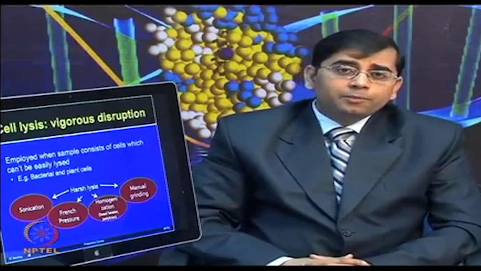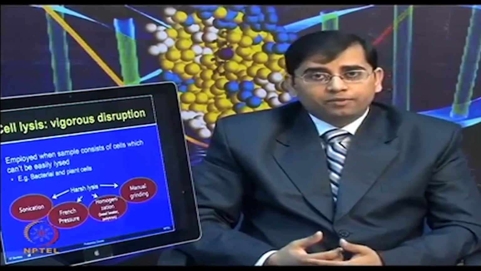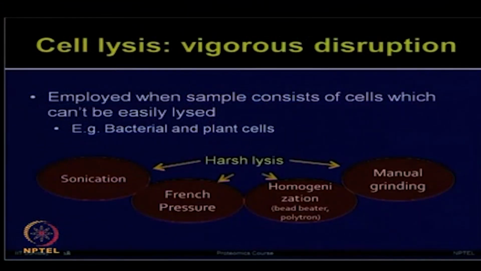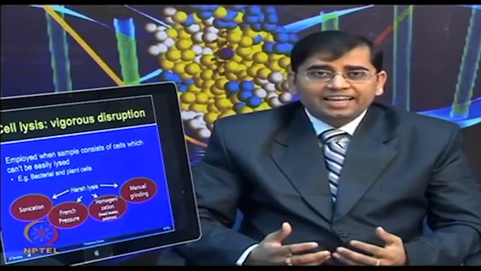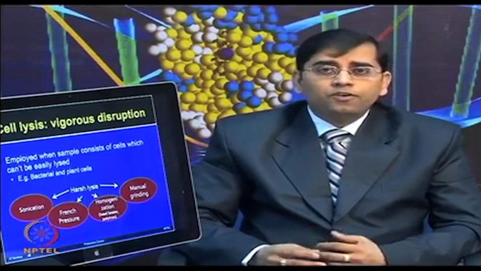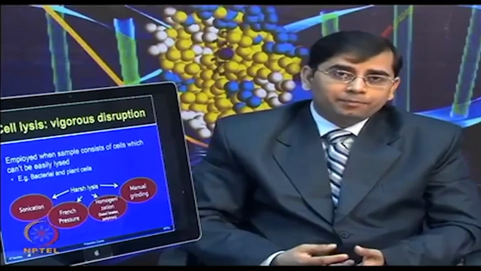Now, there are different types of challenges imposed by different types of cells. If the cells are very difficult to lyse, very difficult to break open, then you need to use vigorous disruption methods, such as sonication, French pressure, homogenization or manual grinding. We will talk about different types of cell lysis methods and some of the principles involved as we go along with more specific types of samples.